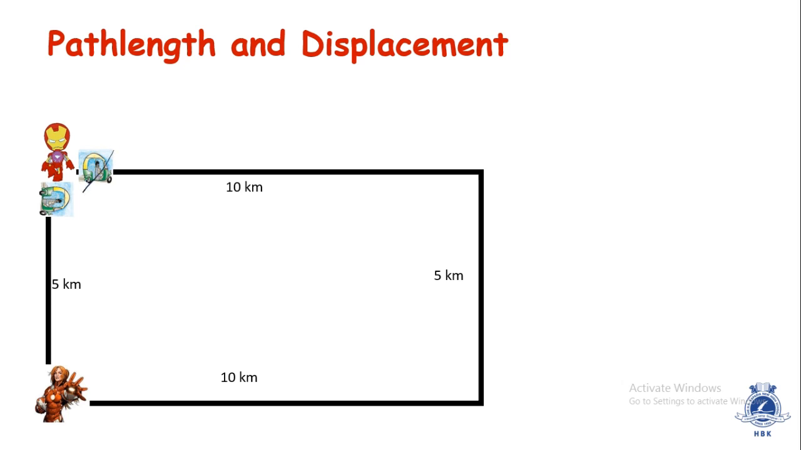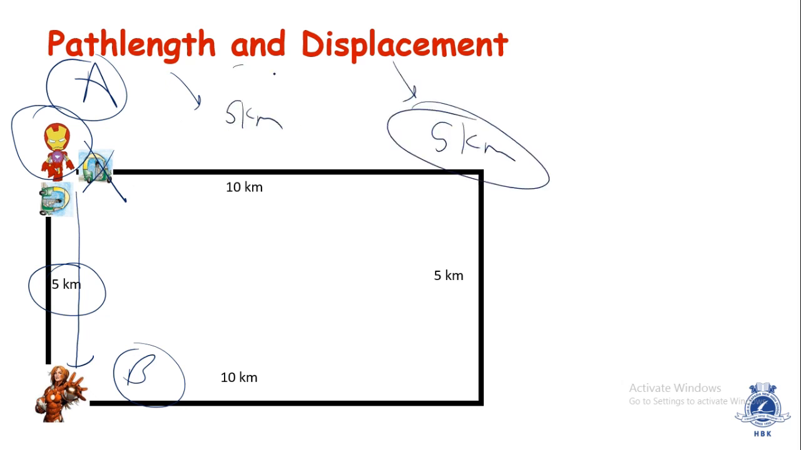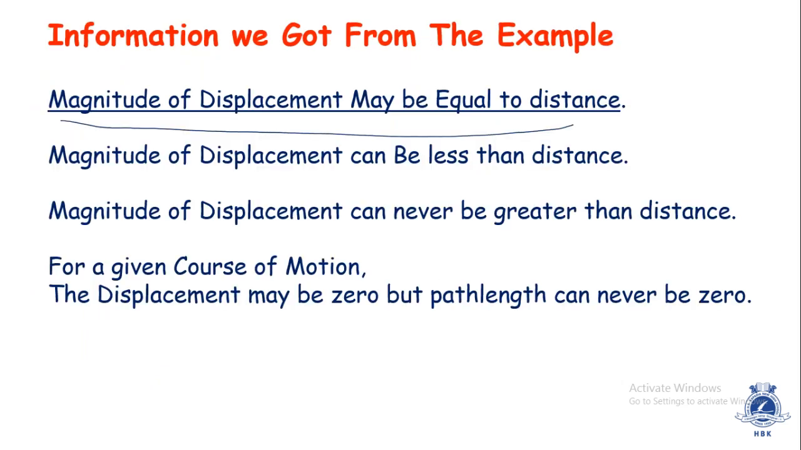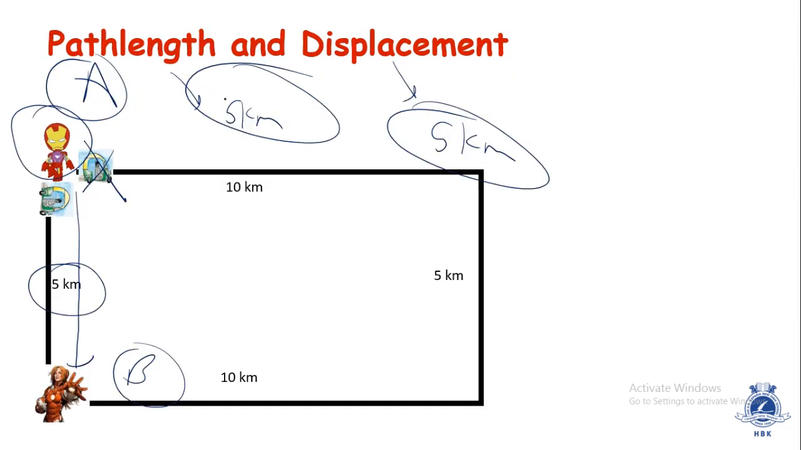Imagine if this rickshaw is not there, and our Iron Man is moving from point A to point B on just this straight linear path. In that case the path length will be 5 kilometer, and displacement also will be 5 kilometer. In this particular case, the path length and displacement will be equal. Important point: magnitude of displacement may be equal to distance. When are they equal? When the particle is moving along the shortest path.